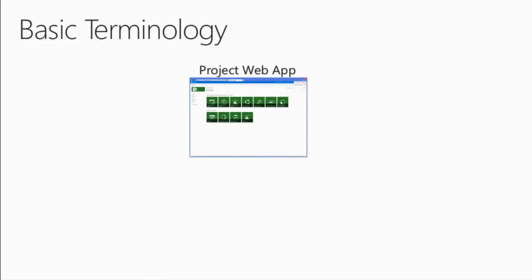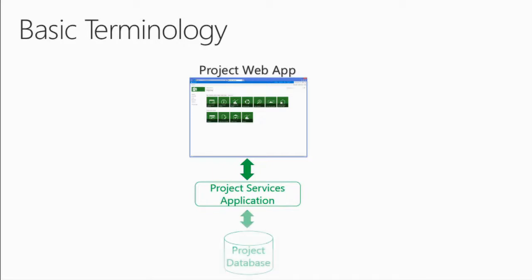Now that Project Web App, or PWA as we commonly refer to it, interacts with what we call the project service application. And this is just like any other kind of SharePoint service application that resides in the farm, similar to Excel or Search. And it really is the brains of our system. This is where all the business logic resides within the service.